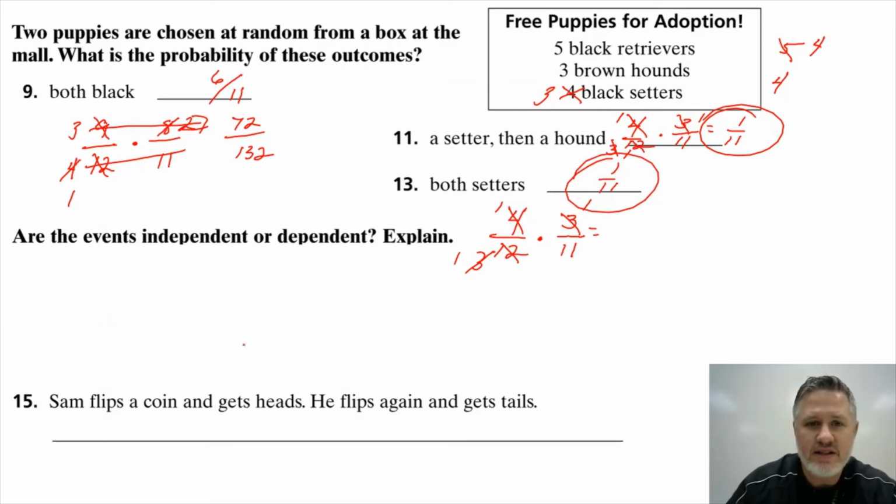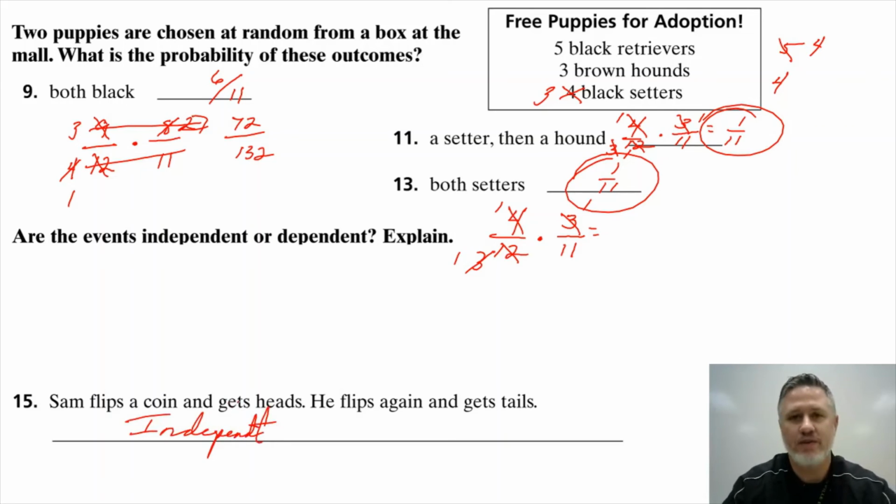All right, are these events independent or dependent? So Sam flips a coin and gets heads. He flips a coin and gets tails. Well, can you ever take away the sides of a coin? Will your second flip ever be affected by your first? No. All right, this will always be 1/2 probability. So this is going to be an independent event, and it's an independent event because your second flip would not be affected by your first. All right, there's always going to be the same number of outcomes.